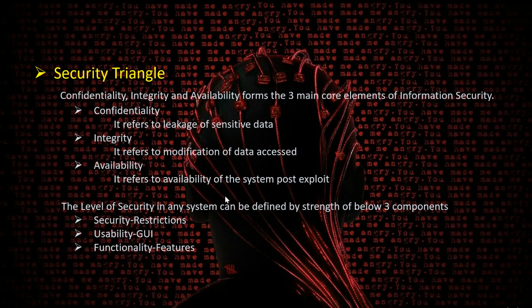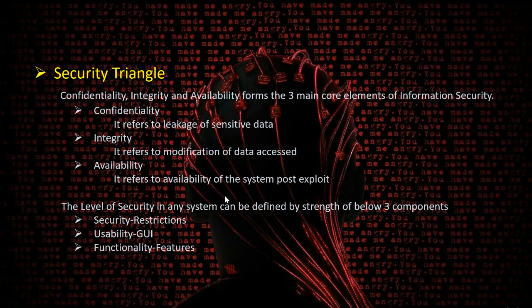So if you look at the security triangle as we discussed before, the level of security in any organization or any system can be defined by the strength of three components: the security, usability, and functionality triangle. So we call these three terms a triangle. Whenever security is high, the usability or functionality of the system will be very low. When usability is high, security and functionality will be low. When functionality is high, usability and security will be very low.